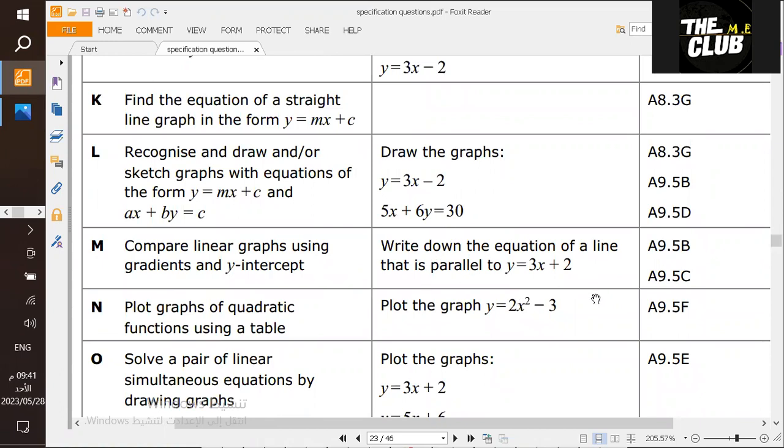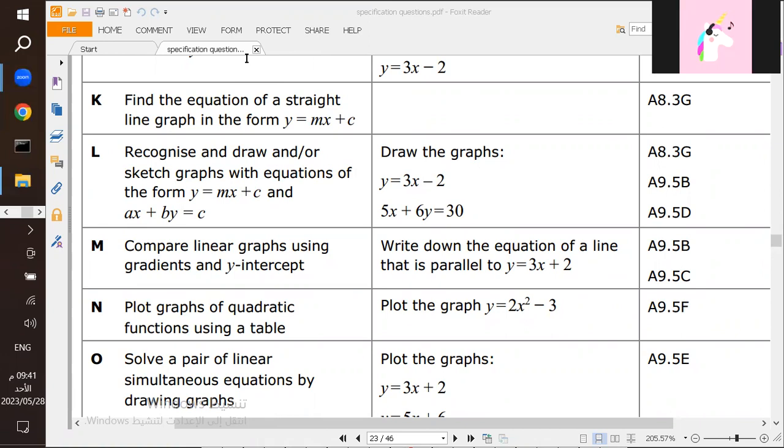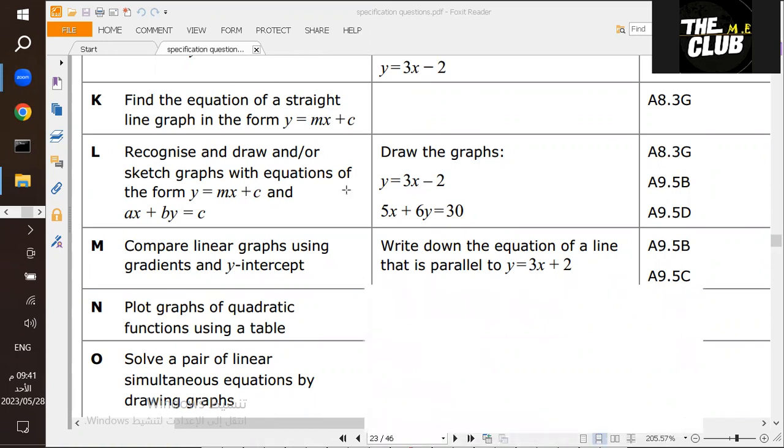We talked about this here. We say parallel lines have the same gradient. Yes, gradient. So they have the same gradient. What's the gradient here? 3. So I'm going to write any equation like this, y equals 3x.